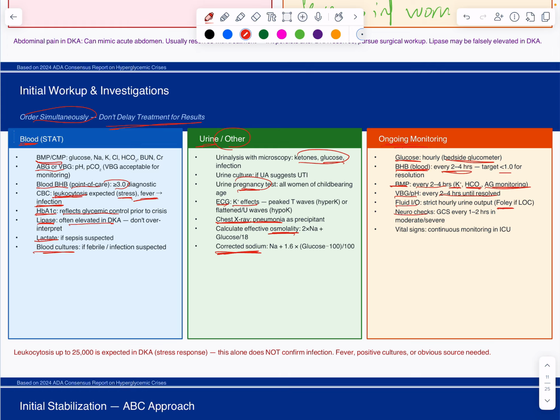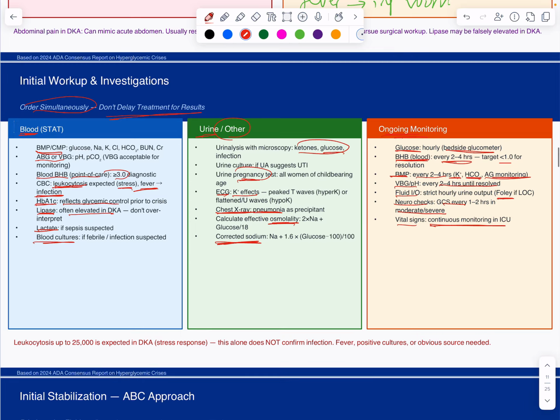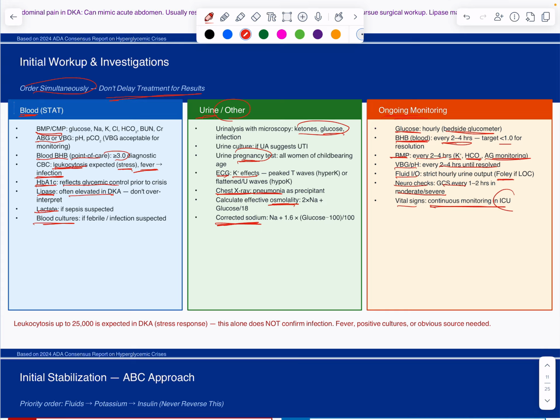These patients also will need neurochecks, GCS every 1 to 2 hours, especially in the moderate and severe cases that can lead to coma, or sometimes if the GCS is below 8 or they are severely altered, they might need intubation as well. And of course, vital signs. You need continuous monitoring of vital signs to look for tachycardia or hypotension or increase in the respiratory rate or anything like that. And this will mainly be in the ICU setting. Very important note here that you can see leukocytosis in DKA, and this is mainly because of stress response.